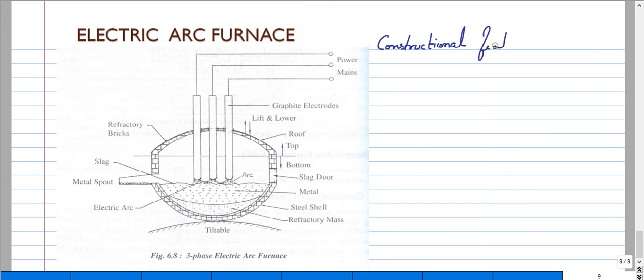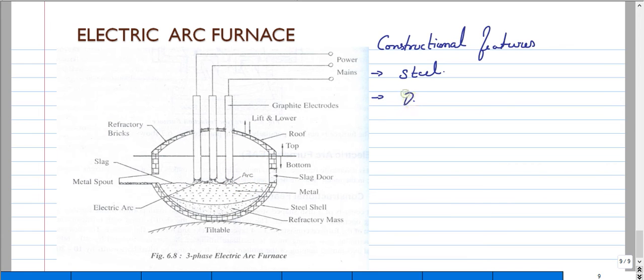Constructional features of electric arc furnace. So why do we use this? We use it mainly to melt steel. The purpose, okay, is to melt steel. And you can see a dish-shaped steel shell that forms the main portion where melting takes place. This is the dish-shaped steel shell.